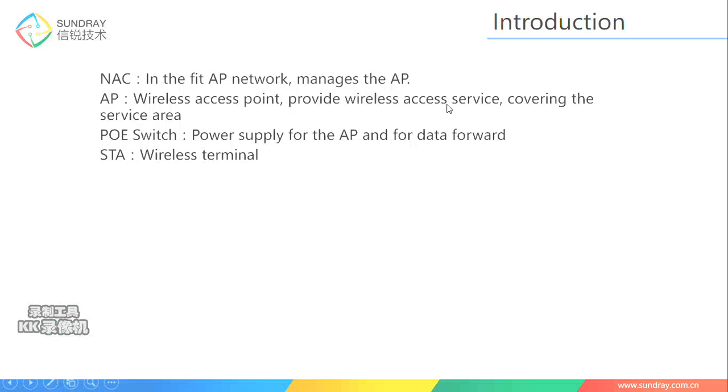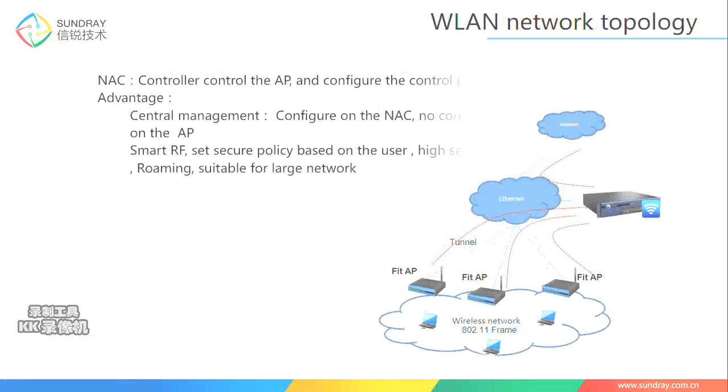Okay, next is the introduction. First, we will call Sundray's controllers an AC, so we will name it that in the portfolios. The AP is used for coverage, and there is a PoE switch, and then station means the wireless devices. So the network diagram will be like this.